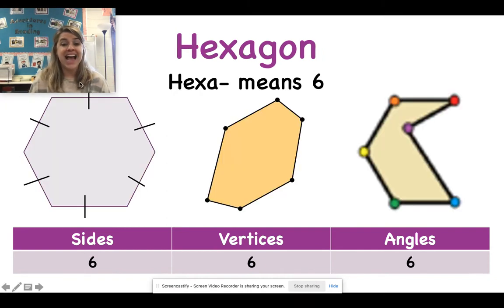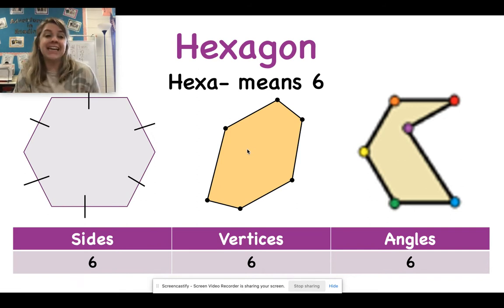All right, our next one is hexa. We know that a hexagon means 6. So here are 3 different examples of a hexagon. Even though they don't all look the same, they all have 6 sides, 6 vertices, and 6 angles. So it doesn't matter what the shape looks like, it matters how many sides, angles, and vertices it has.